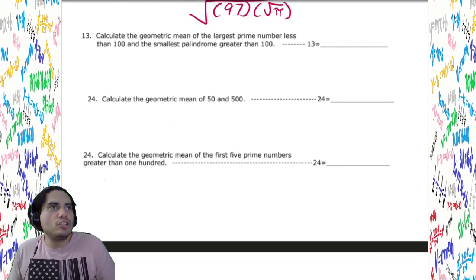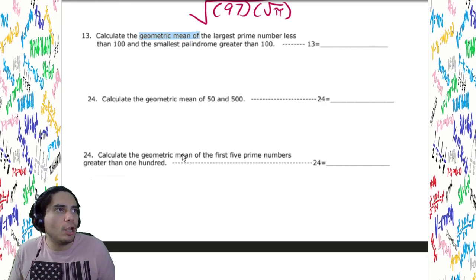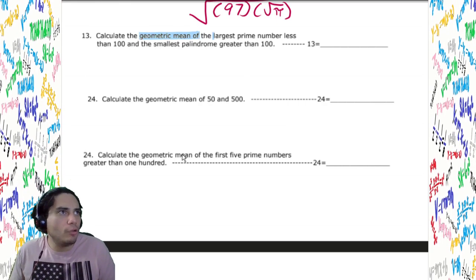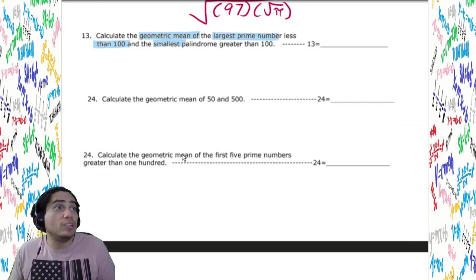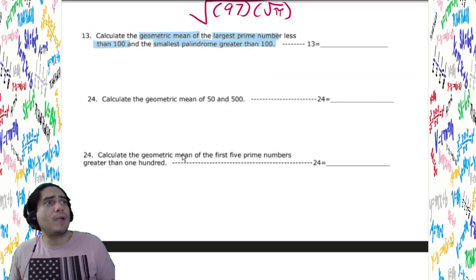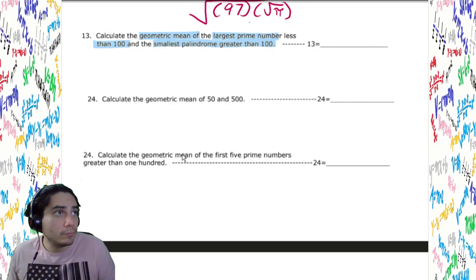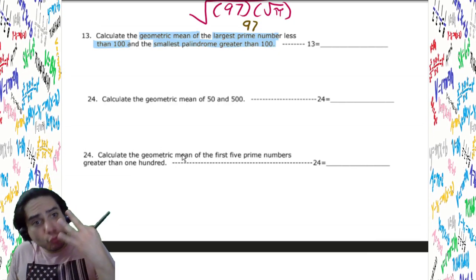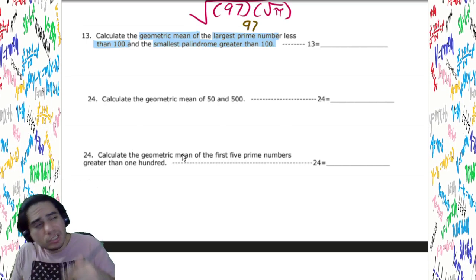Calculate the geometric mean. We got to get that geometric mean of the largest. Oh, wait. This is different. Oh, the largest prime number less than 100, and the smallest palindrome greater than 100. Okay, well, we just used the largest prime number less than 100. What was it? It was 97. Because 100 is a three-digit number, and so less than 100 means it's got to be the largest two-digit number.